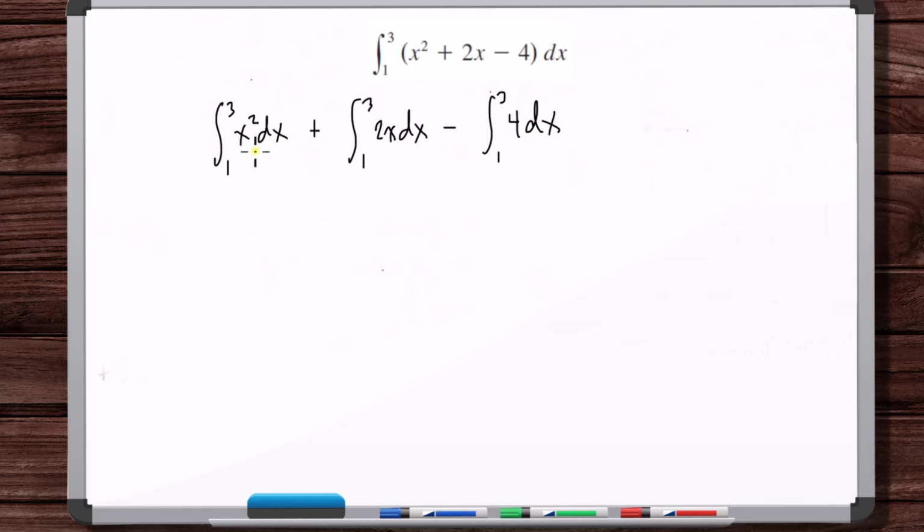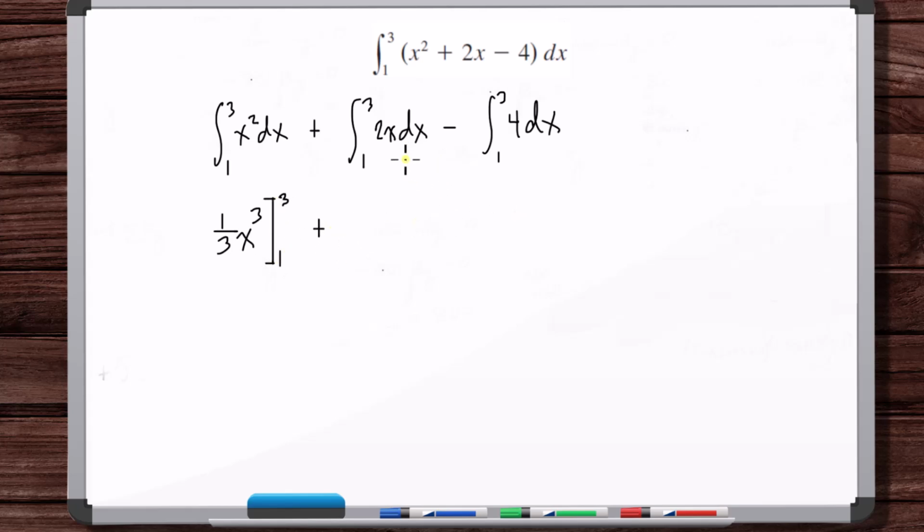Okay, what is the antiderivative of x squared? So reverse power rule, 1/3 x cubed, right? What is the derivative of 1/3 x cubed? Bring down the 3. 1/3 times 3 is 1. 3 minus 1 is 2, so there you go. Okay, now this is going from 3 to 1.